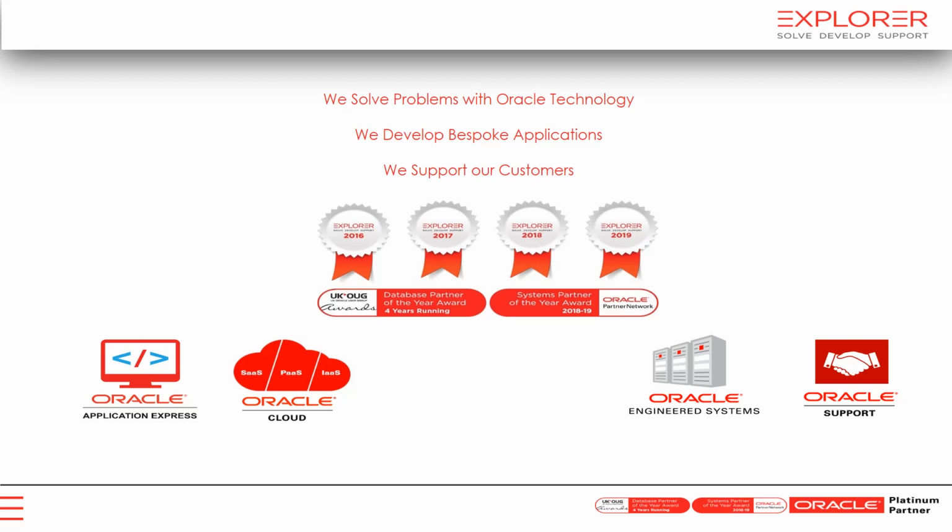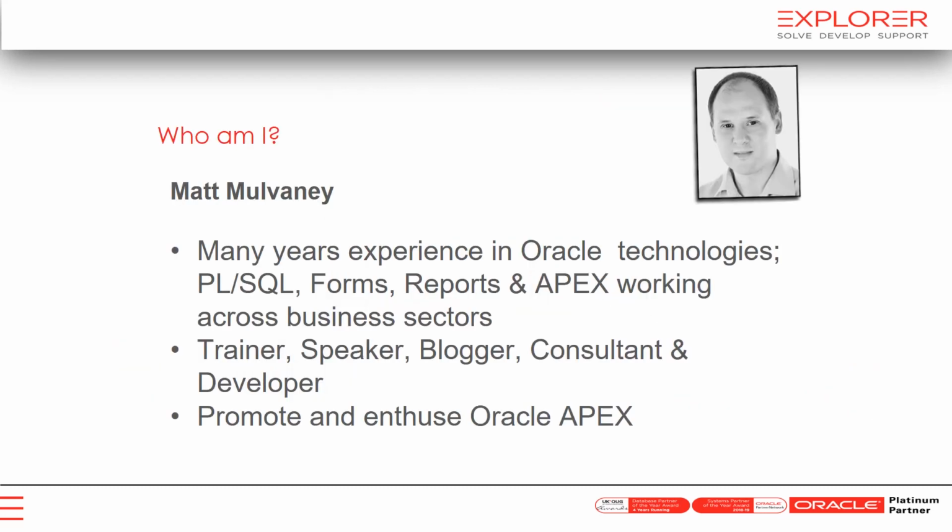So if you take the verbs from those three sentences, that forms our logo. Explorer, solve, develop, support. You can see from the rosettes in the middle, we are winners of the UK OUG Database Partner of the Year for the last 4 years, and we also hold the Systems Partner of the Year award for 2018-19. I work in the development team, and we specialise in Oracle Application Express. Explorer have an Oracle Cloud Systems Practice, an Engineered Systems Practice, and we provide Oracle support to our customers.